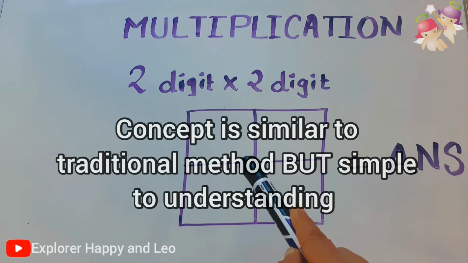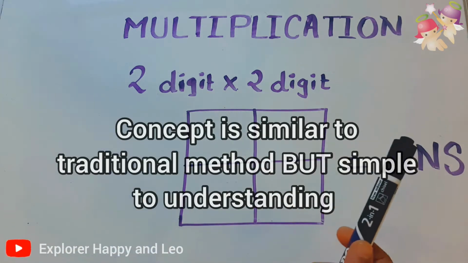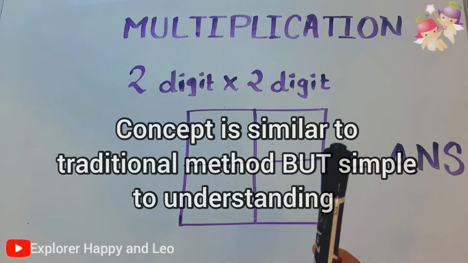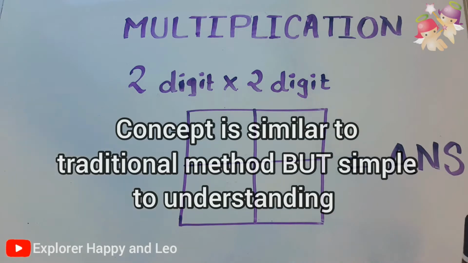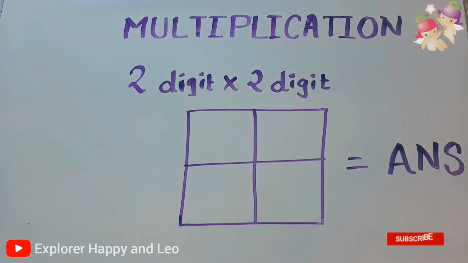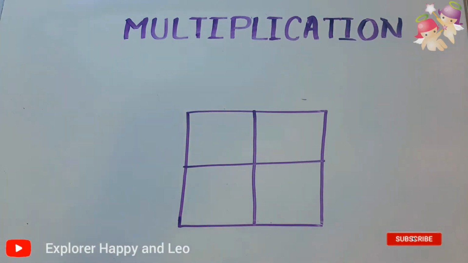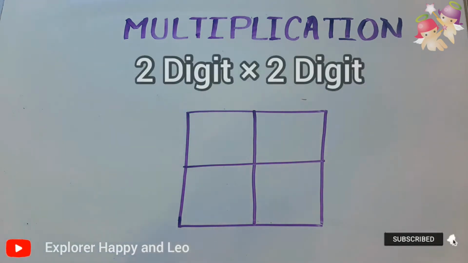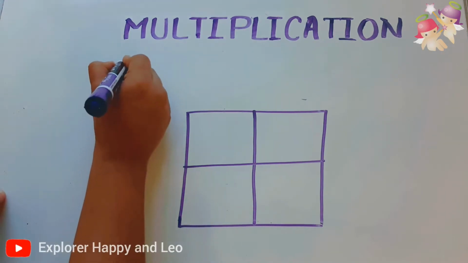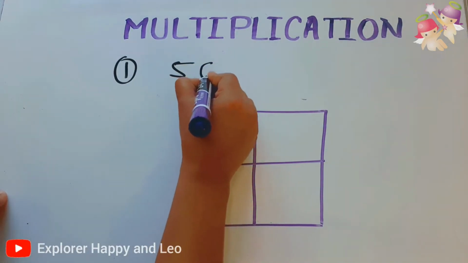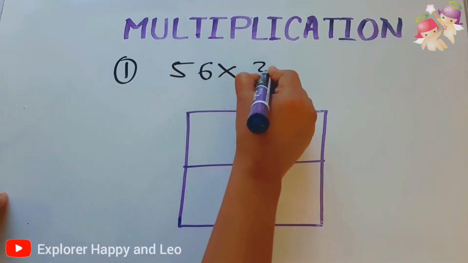The concept we are discussing here is quite similar to the traditional method of multiplication, but the method is very clear and easy to understand. So what are we waiting for? Let's get started. As we have discussed, this is the 2-digit into 2-digit multiplication strategy. Take any 2-digit numbers. For example, here I'll be taking 56 into 32.